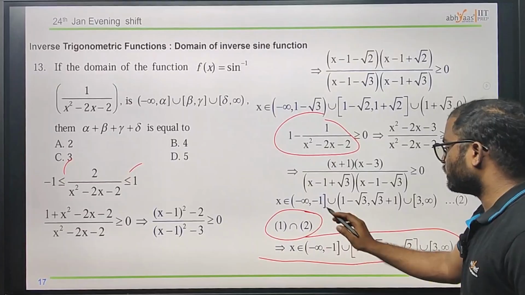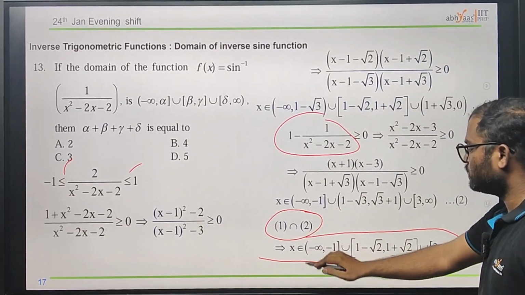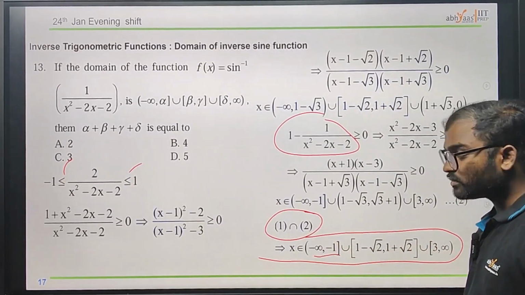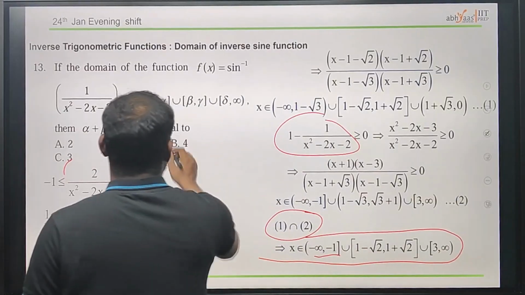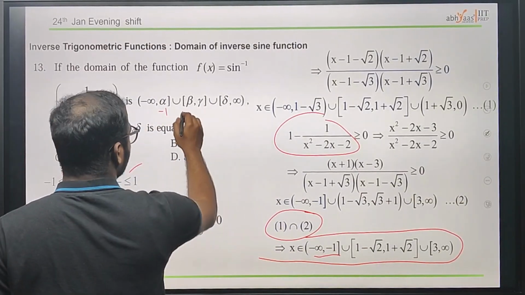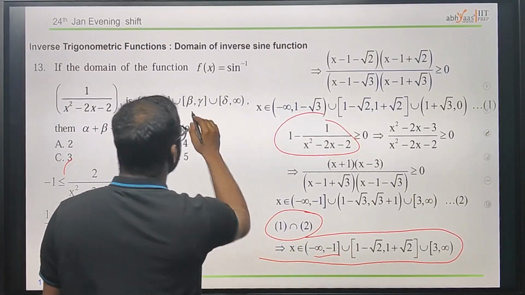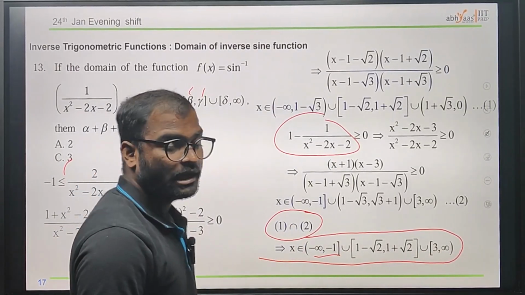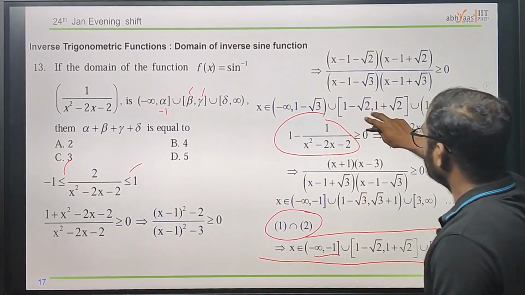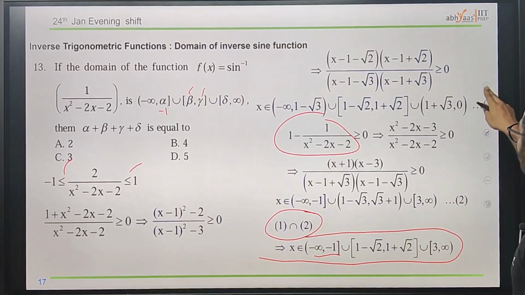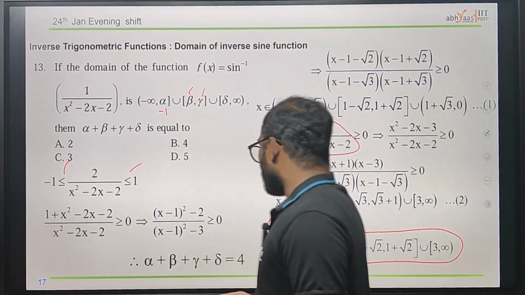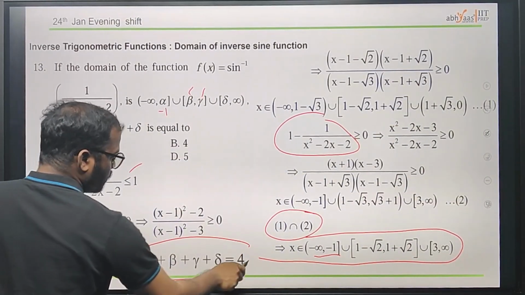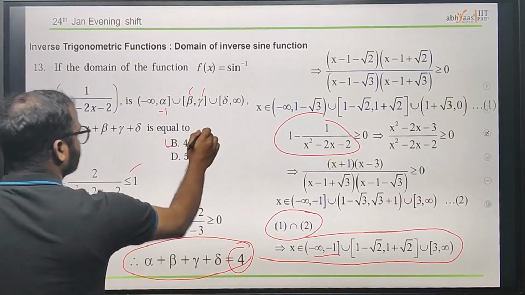That's how, after taking the intersection of both regions, we got this region, which is minus 1, this one. And next, 1 minus root 2, 1 plus root 2, this one and this one, and delta as 3. That's how we got the common region for both intervals. Now adding all this, alpha plus beta plus gamma plus delta, we got 4 as the answer.